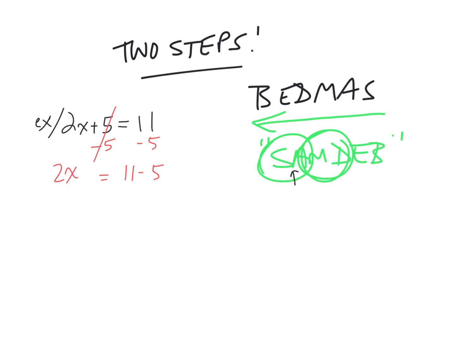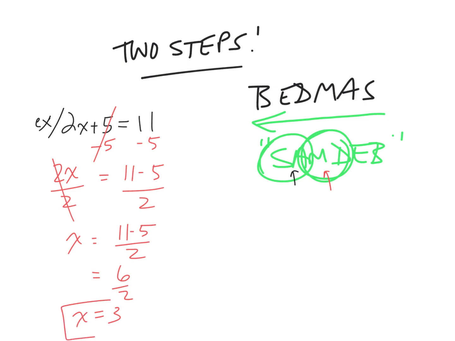And then the next thing we're going to do is the multiplication and division part. Because x is being multiplied by 2, we're going to do the opposite. We're going to divide by 2 to isolate that x. Then we have to divide everything over here by 2 as well. So x is ultimately going to be equal to 11 minus 5 over 2. 11 minus 5 is 6, so it's 6 over 2, which is equal to 3. So x is equal to 3.